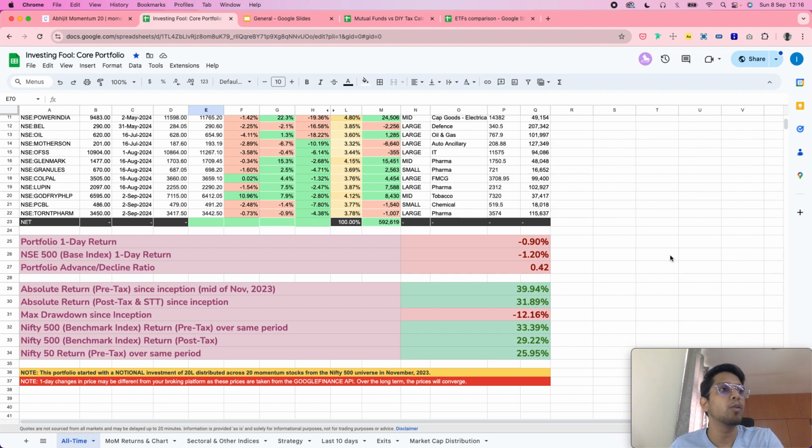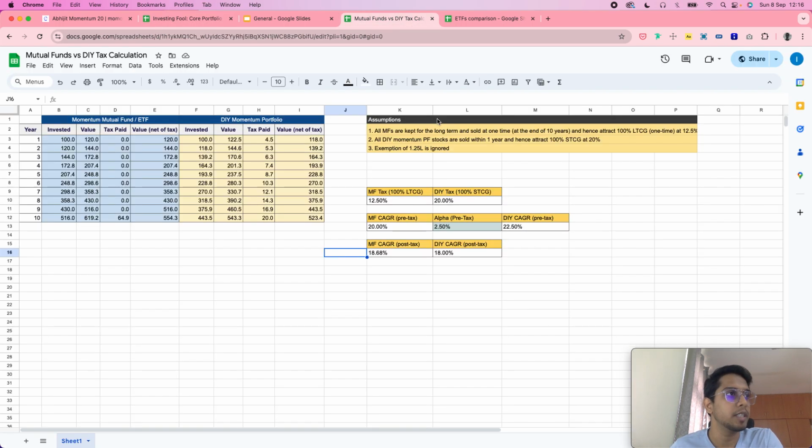And I've done a simple calculation on this. So let's just take a look at this sheet. Here we are assuming that we are starting with an amount of 100. Okay, 100 is a notional amount. We have started in a mutual fund, momentum mutual fund, ETF, or whatever, and we grow that money year on year for 10 years. Because we are not withdrawing anything, we do not have to pay any tax for the first 9 years. At the end of 10 years, whatever total gain we have made over the 10 years, we will pay LTCG on that.